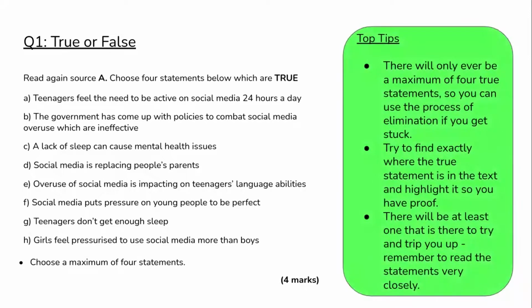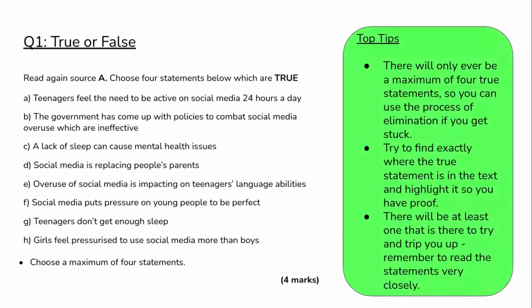Now, some tips. There will only ever be a maximum of 4 true statements. They're not going to mix it up so that it's 3 and 5 or 2 and 6. So what you can use is the process of elimination if you get stuck. If you know for a fact that A is false, B is true, C is false, but you can't work out D, leave it, because it might be that you can then work out E, F, G, and H without any difficulty, and then that will tell you what D is without even having to look for it. It's helpful as well to try and find exactly in the source where the true statements are. This way it will cause you to read them more closely, but also you'll be able to check your work. Maybe highlight the specific statement just so you know where it is.